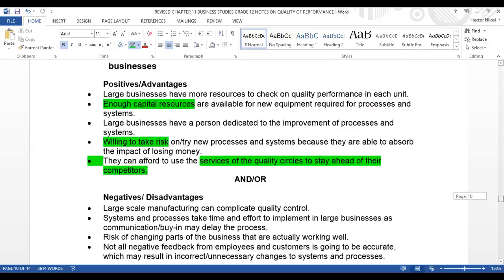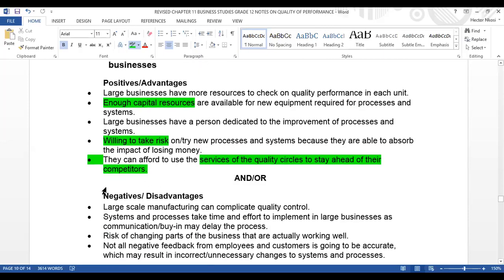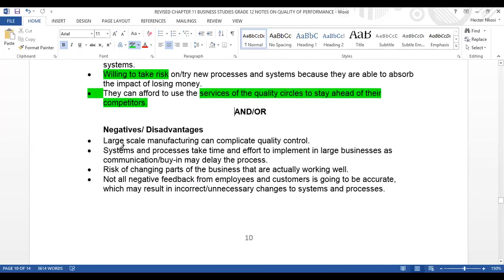Then let's look at the disadvantages or negatives when it comes to large businesses. So basically, the negatives about large businesses, boys and girls, is that large-scale manufacturing can complicate quality control. The bigger the business is, the more quality control we need.